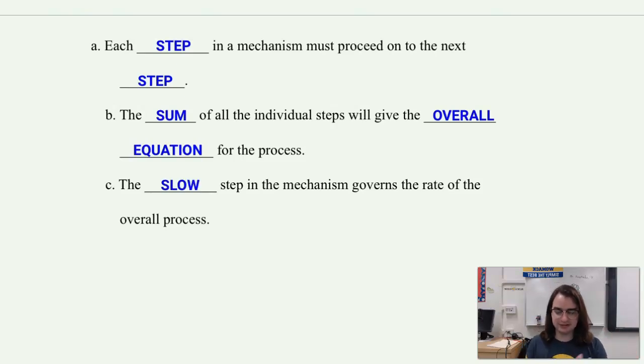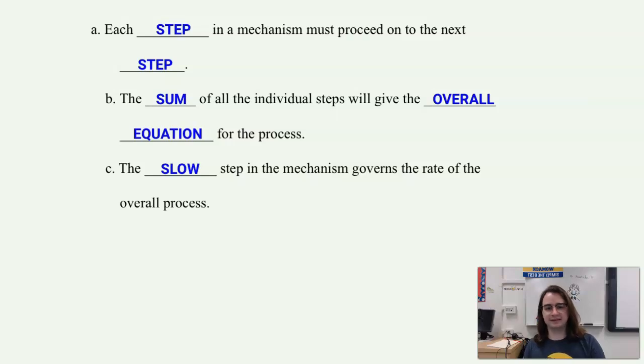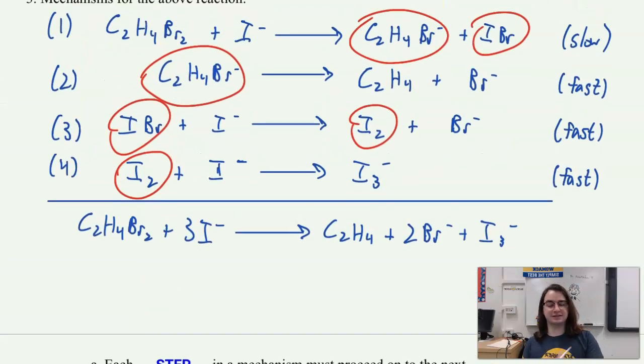And then the slowest step in the mechanism is going to govern the rate of the overall progress. The old saying is that a chain is only as strong as its weakest link. It's about the same in chemistry. A chemical reaction is only as fast as its slowest step.